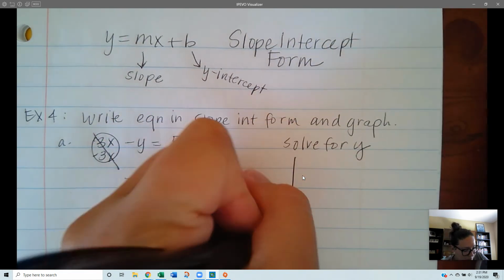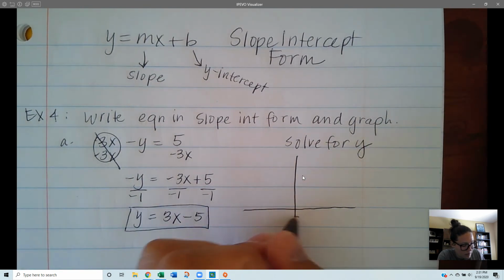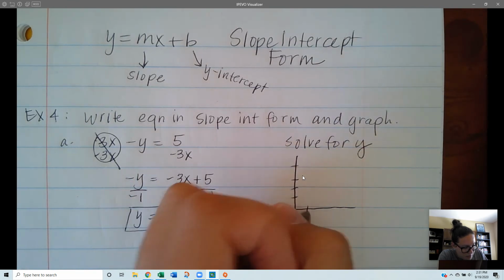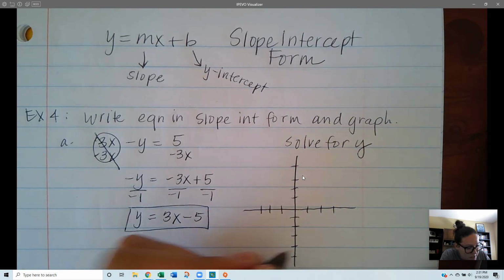Okay, we begin at the y-intercept. The slope is 3, aka 3 over 1. So I'm going to go up 3 over 1. Up 3 over 1.